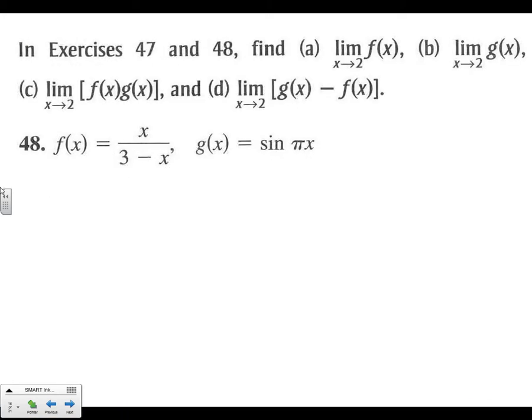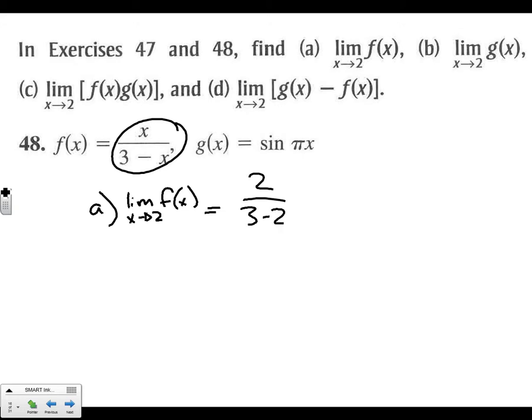Now we go to 48. All right, let's use some properties here of our limits for a, b, and c. Let's find first the limit as x approaches 2. Grab f of x and throw in 2 for our x. So 2 over 3 minus 2. We'll get 2 over 1, and so we'll just get 2. That one works just fine. Let's try g as we approach 2.